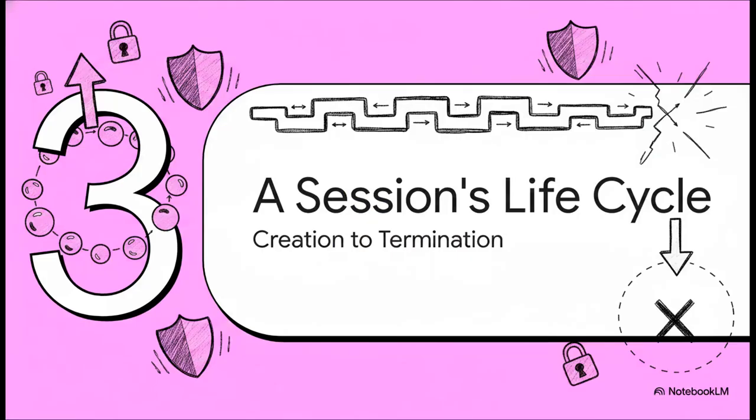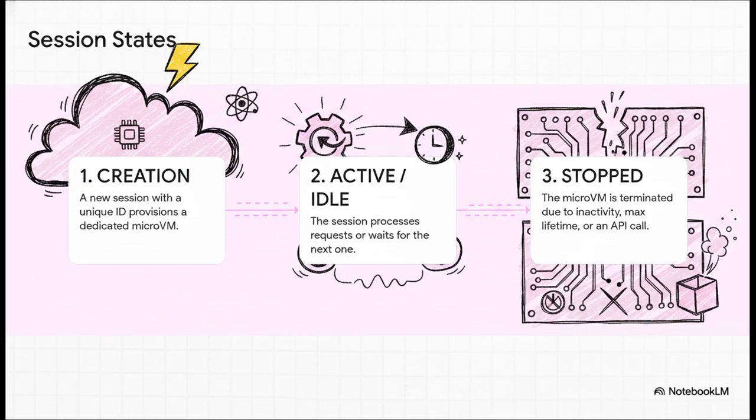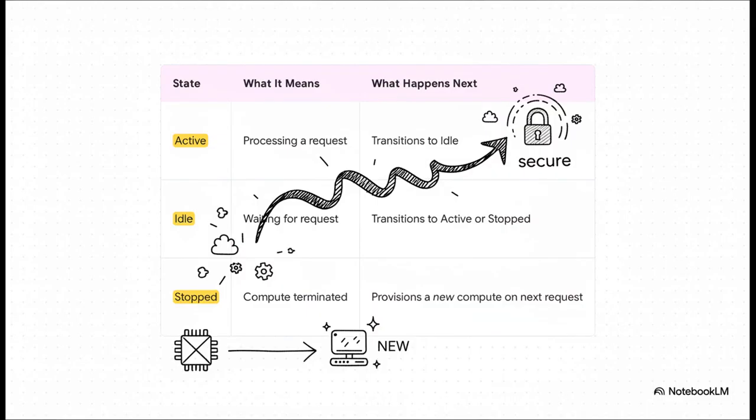Okay, but these private rooms aren't just there forever, right? They actually have a pretty clear and manageable life cycle, from the moment they're born to the moment they're terminated. So let's walk through how that works. Every session goes through this pretty simple three-stage journey. First, it gets created when the first request comes in, and that's when that dedicated microVM gets spun up. Then it bounces between being active when it's actually working on something and idle when it's just waiting for you to say something next. And finally, it becomes stopped, which is when those underlying computer resources are completely shut down. Okay, now pay close attention to that last row.